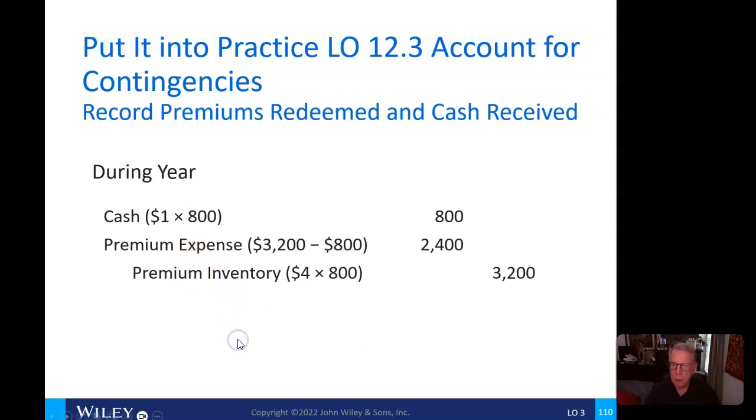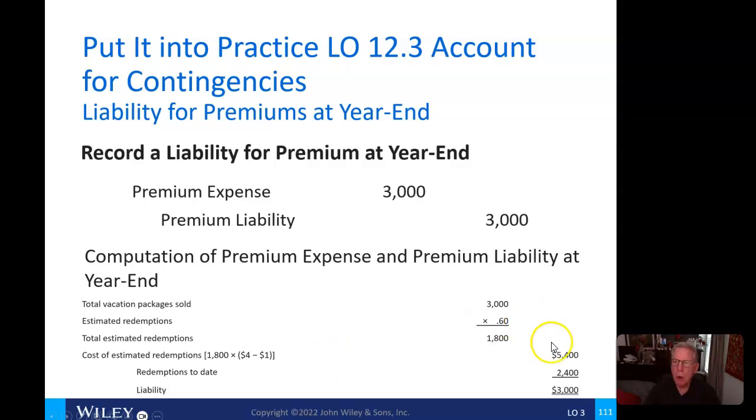Now, the liability for premiums at year end, we're going to record that by debiting the premium expense for $3,000 and crediting premium liability for $3,000.